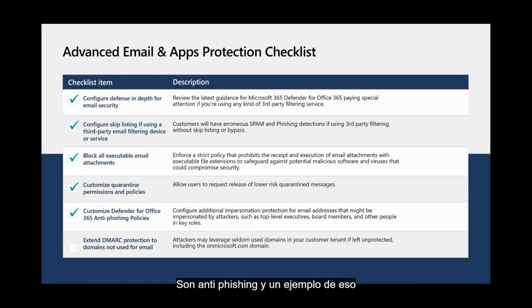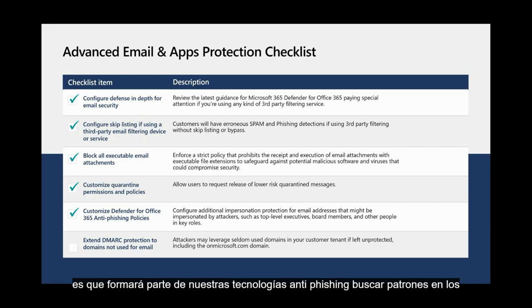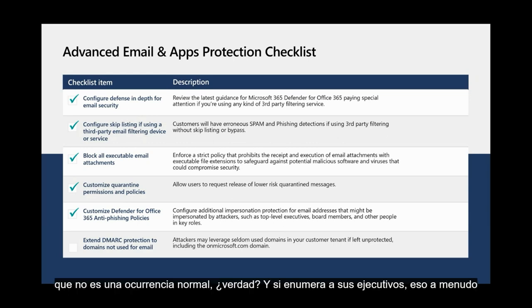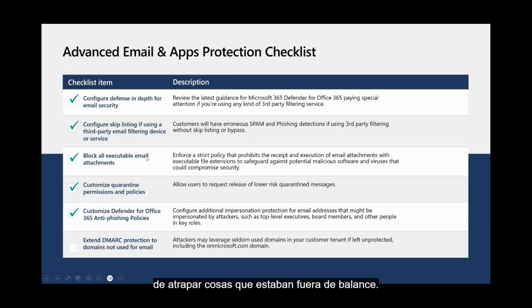And an example of that is part of our anti-phishing technology is to look for patterns in emails. So, for example, if my boss asks me for something, right, that's pretty normal, and it probably wouldn't trigger an alert. But if the CEO of Microsoft asks me for something, that's not a normal occurrence, right? And if you list your executives, that will oftentimes put a little more scrutiny on the phish detection to try to catch things that were out of bounds.